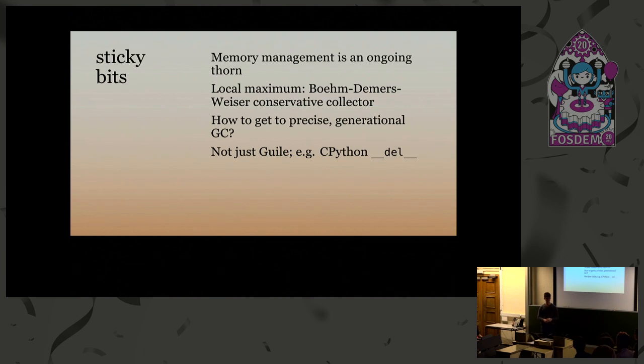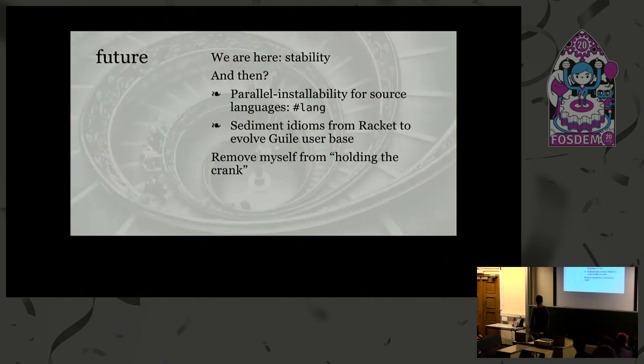Guile's not the only language with these problems. Even PyPy has issues with regards to when the delete finalizer gets called, or destructor, or whatever it is in Python, relative to CPython, where it happens at a different time. And if we look in the future, though, we're going around in a circle. We've gone from stable to change, and now we're back to stable again.